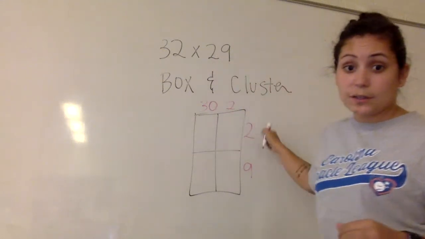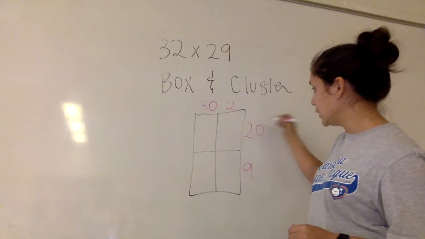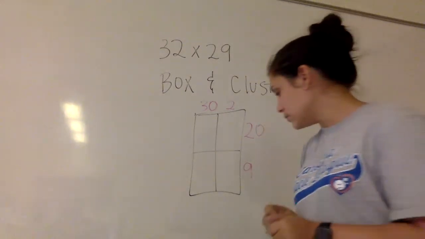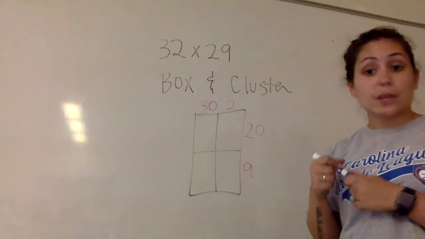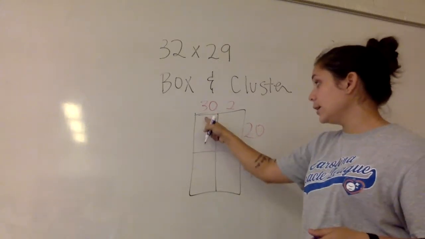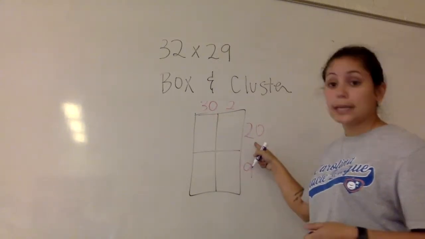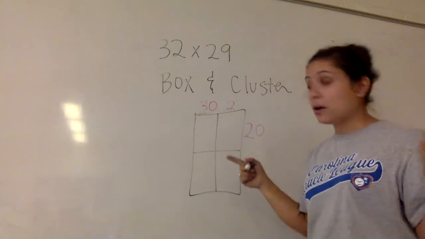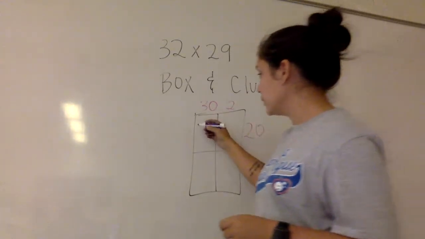Same with the 2. What does it represent without the 9? 20. And that is how box and cluster is set up. You're going to do the same thing you did on lattice. 30 times 20. It seems really hard, but all you got to do is, what's 3 times 2?